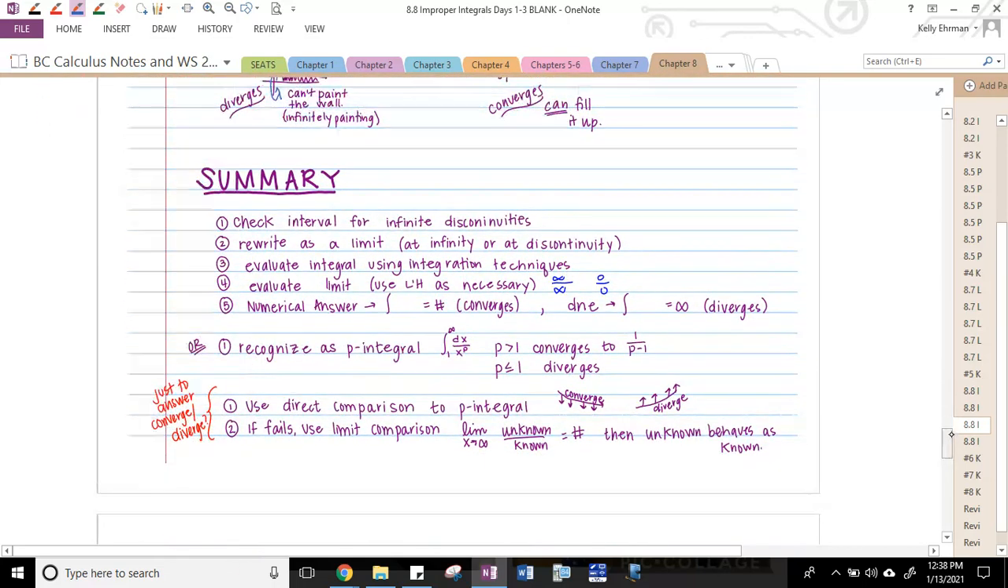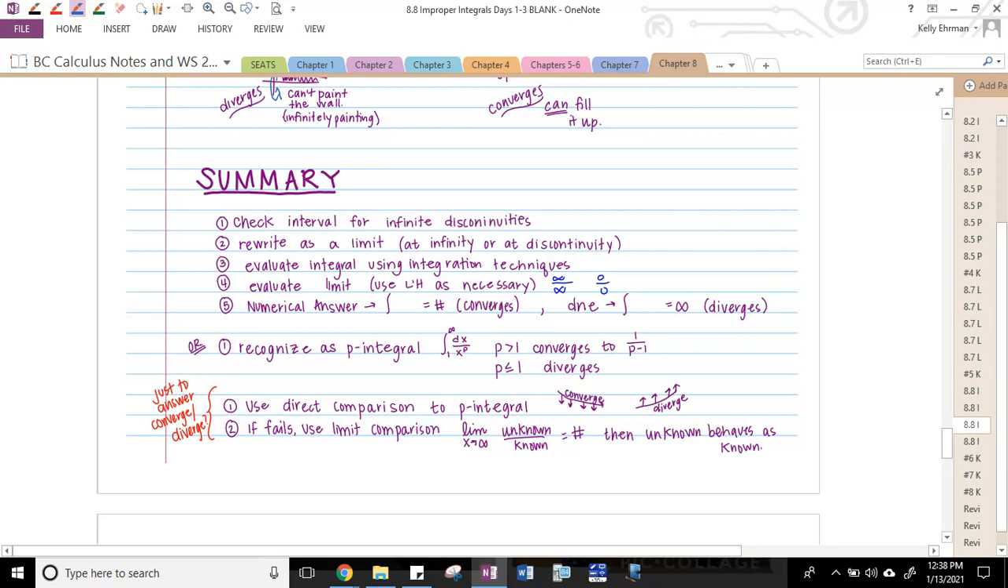Okay. Summary. We've had 3 days of notes just in this one section, and we're going to turn around and review and then have a test. So we have a lot of things to think about in this chapter. Make sure that in this chapter, and really from here on out, you're checking the interval, the limits of integration. You're checking that for infinite discontinuities. Like, are there any values for which my function is not defined in here? If so, split it up.